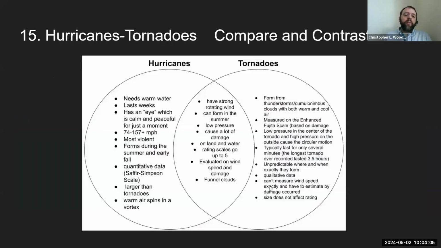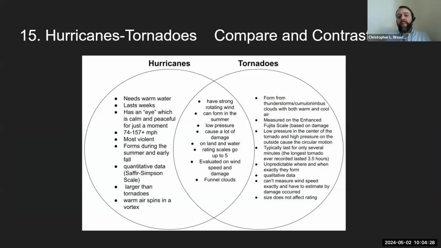Compare and contrast hurricanes and tornadoes. Well, there's lots of information here. I'm not going to read it all, but basically hurricanes are tropical cyclones. They form in warm ocean water around summer to fall. That's when the ocean water is the warmest. Tornadoes, of course, more spring to summer, but they can actually form anytime.